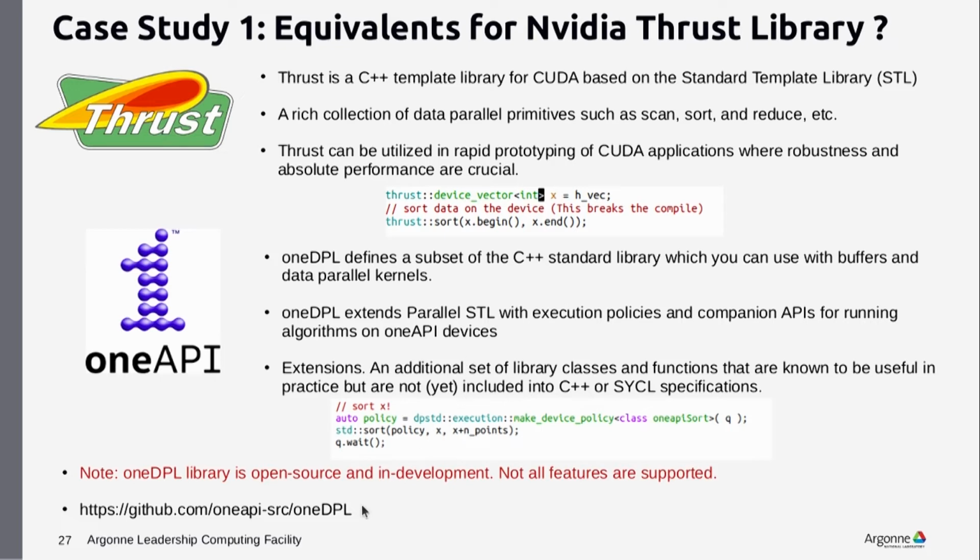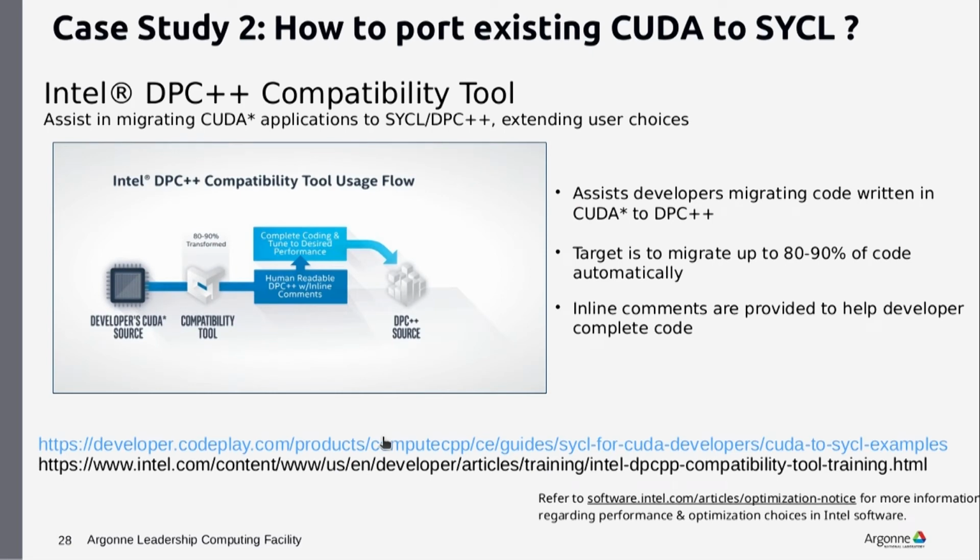One important note here is that this DPL library, which is nothing but a wrapper around the parallel STL library, is open source. It's heavily in development, so some of the features work, some don't. So this is the GitHub link. You can just look at whether you have the support or not. Just do a search.